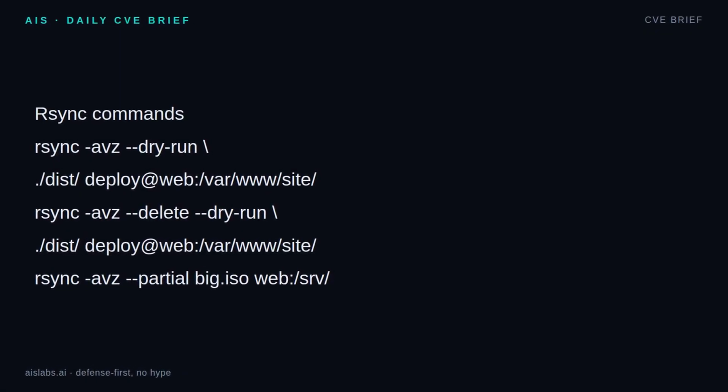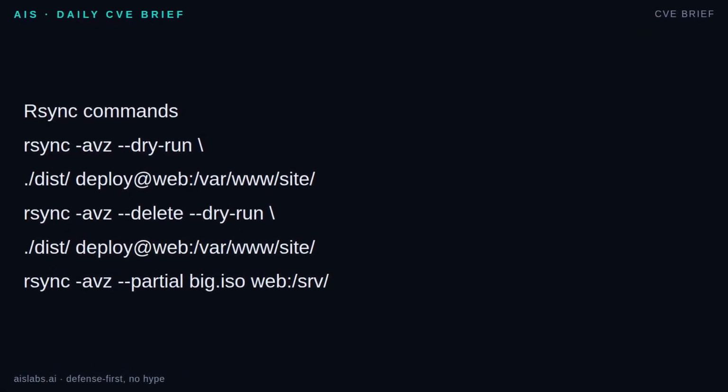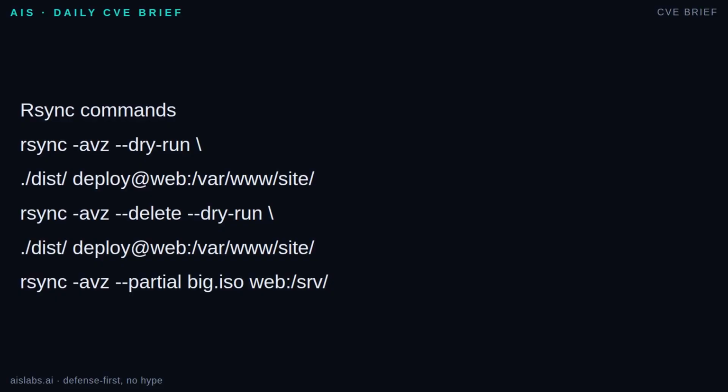First line, rsync -avz --dry-run source dist/ destination deploy@web:/var/www/site/. Archive keeps metadata, verbose tells you what it plans, z compresses data. On fast LANs or already compressed assets, z may waste CPU, so measure it. Dry run means no changes. Second command adds delete, still with dry run, that previews files on the destination that would be removed because they are absent from the source.